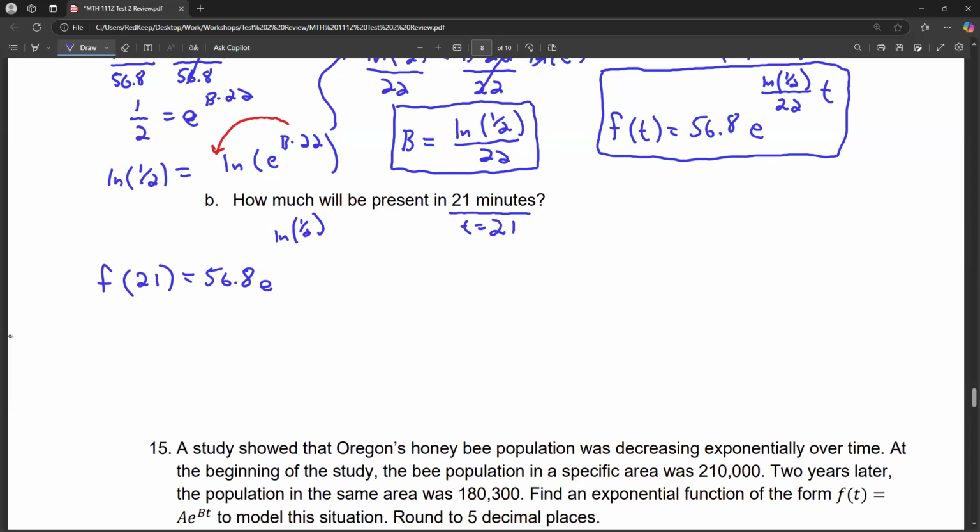I'd be interested if we rounded or plugged that b value we just solved for into our calculator, so you don't have to rewrite this. But this would be my style. If I were taking this exam, I would just keep it as exact as I can. Okay, so this is how much is left.